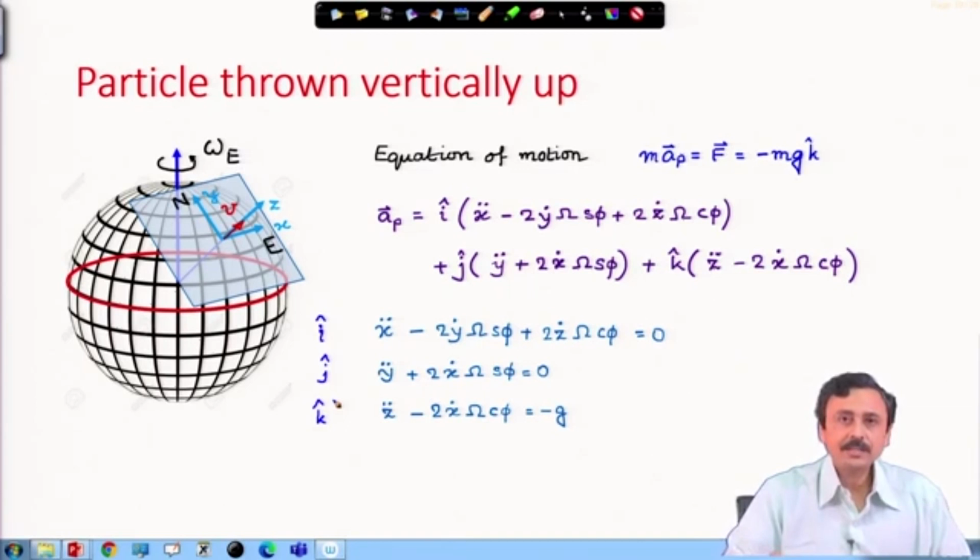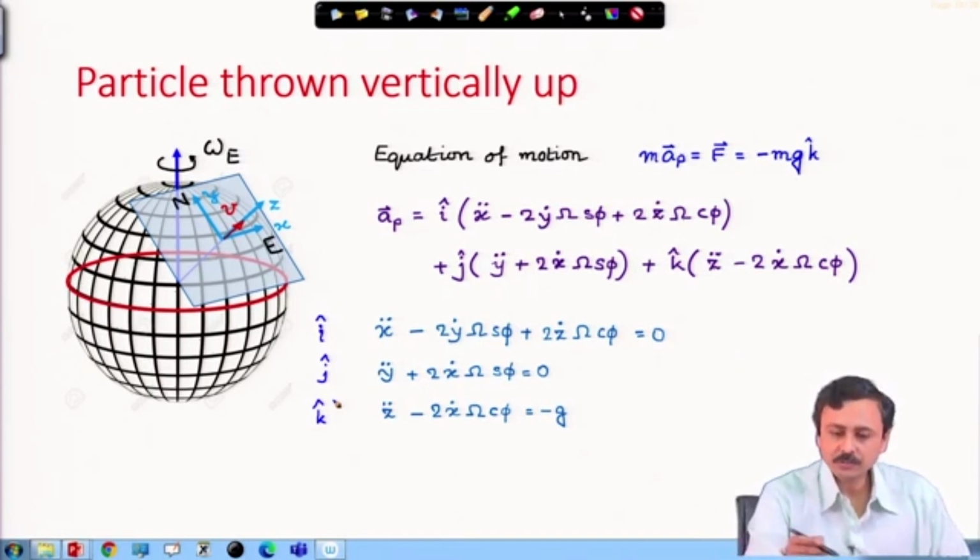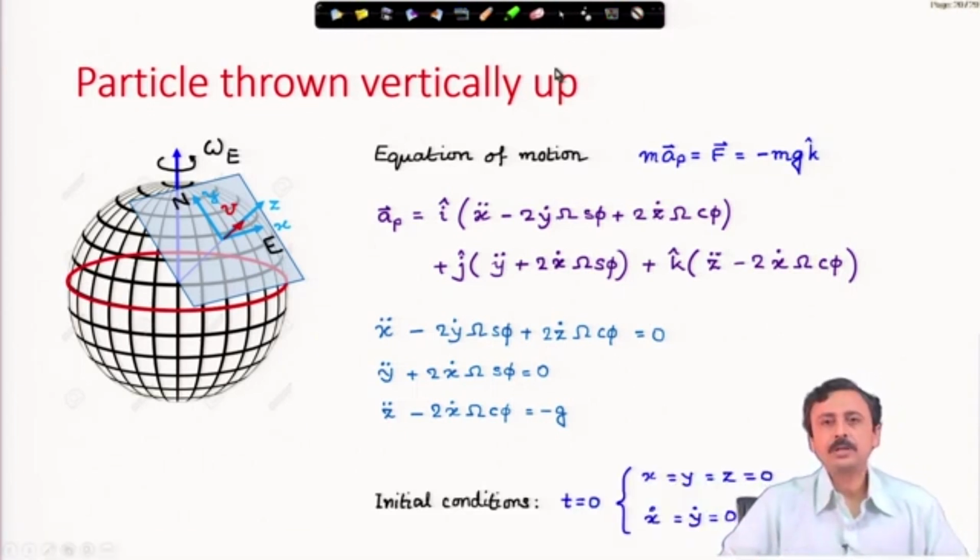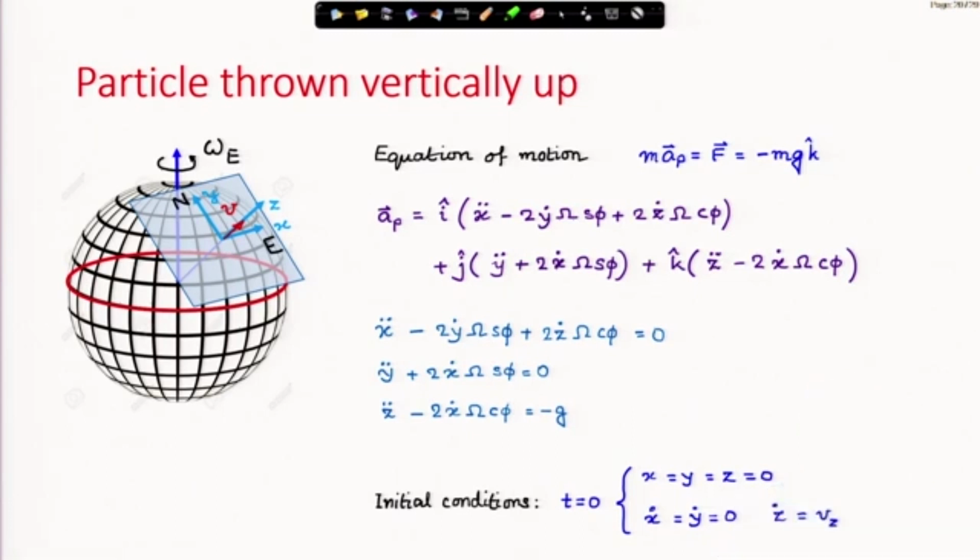Now, these are 3 second order ordinary differential equations. We will need initial conditions. What are the initial conditions? At time t equal to 0, that means at the point of launch, at the time this particle is launched, x equals 0, y equals 0, z equals 0. So, it is at the origin of the coordinate system.